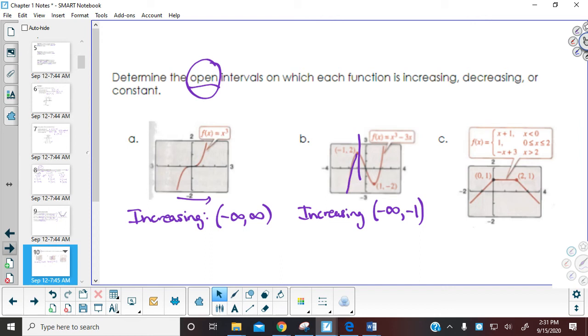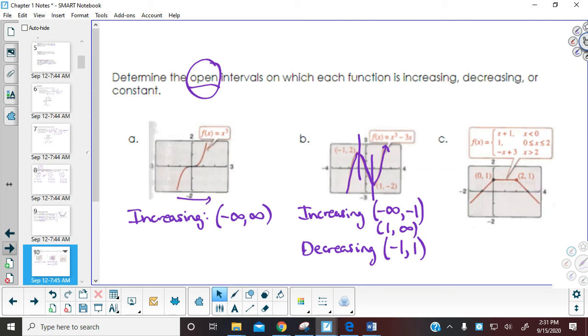At that point, you're going to switch, and now it's decreasing until you get to that point. So I'm going to leave a little gap here. And as I read left to right, so that is going to be negative 1 to positive 1, again, parentheses. And then again, it switches back to increasing. So from 1 to infinity, it goes back to increasing.